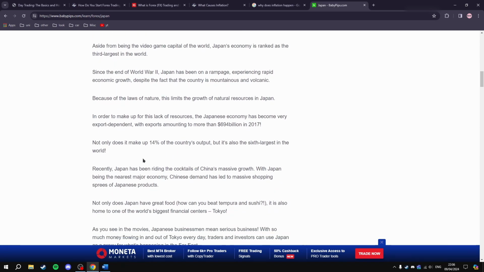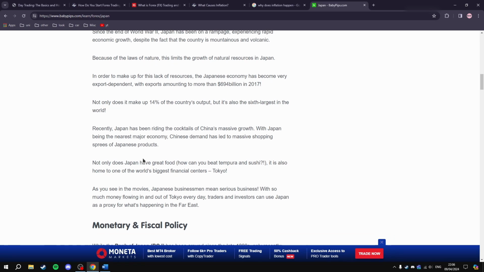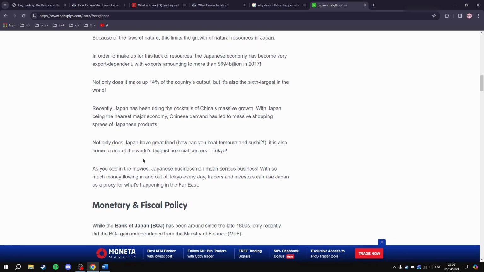Aside from being the video game capital of the world, Japan's economy is ranked as the 3rd largest in the world. Since the end of World War II, Japan has been on a rampage, experiencing rapid economic growth despite the fact that the country is mountainous and volcanic. Because of the laws of nature, this limits the growth of natural resources in Japan.